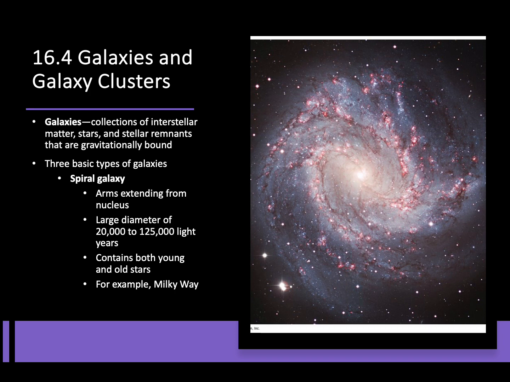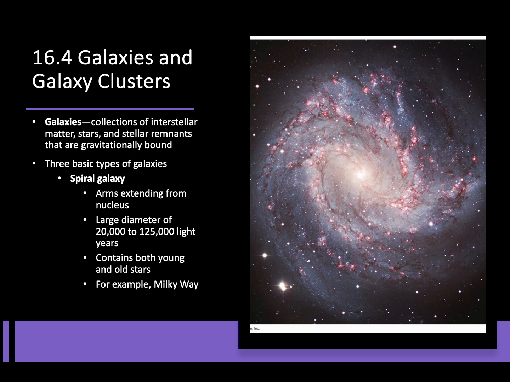And we're going to see that there are three basic types of galaxies within our universe. We're going to have spiral galaxies, elliptical galaxies, and irregular galaxies. Our galaxy, the Milky Way, is a spiral galaxy. This is one where we have a centermost area that's called the nucleus, and then we have arms that are spiraling outwards from the nucleus.